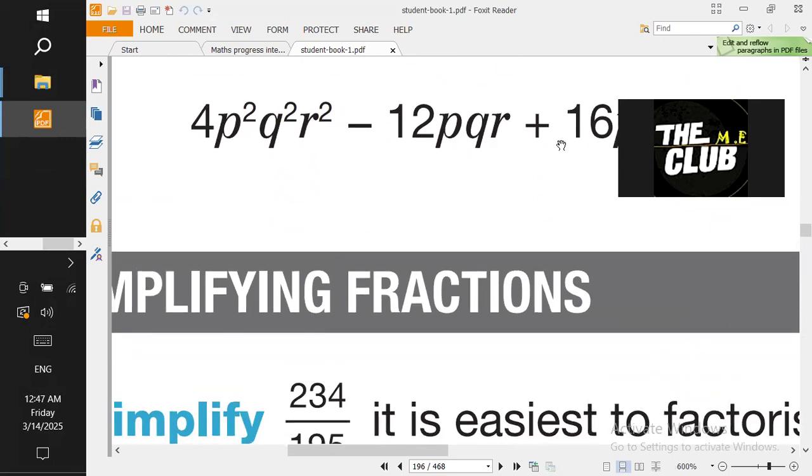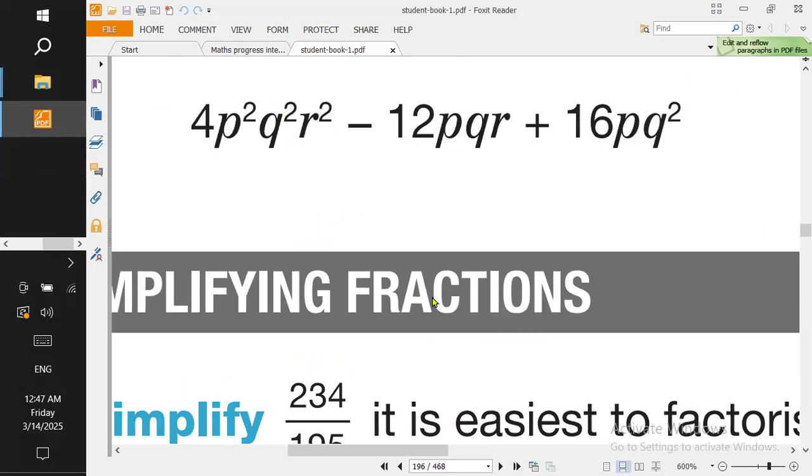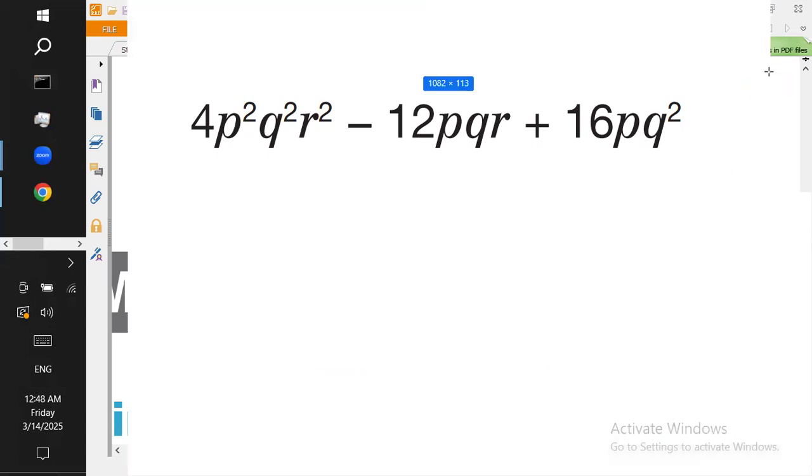Factorizing involves what? Involves breaking down elements to their prime numbers or prime factors and then writing these elements outside as common ones and then brackets to show the factorizing part. Okay, so first let's talk about this question. Factorize fully, of course.